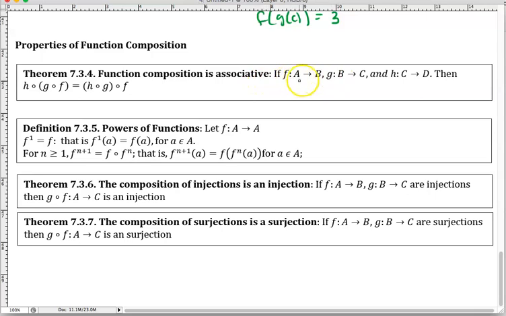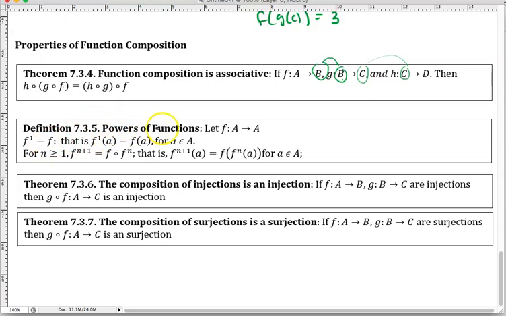So if f goes from a to b, g goes from b to c, and h goes from c to d, then I can do the function compositions. I could either do g composed with f first and then with h, or I could do h composed with g first and then with f. Now you can't switch the orders. You couldn't switch f with h or g with h because these need to match. These output and input need to match, and these output and input need to match. So it has to be in the order h, g, and f, but it doesn't matter which ones you do first in that order.